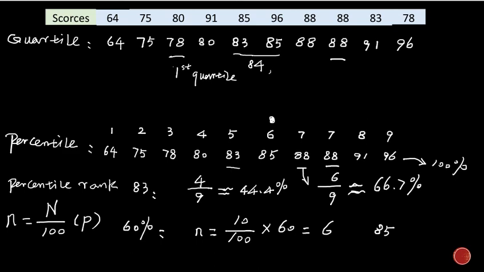So now we know the 60th percentile of this data set is 85. It means 60% of the scores are lower than 85, and 40% of the scores are higher than 85.